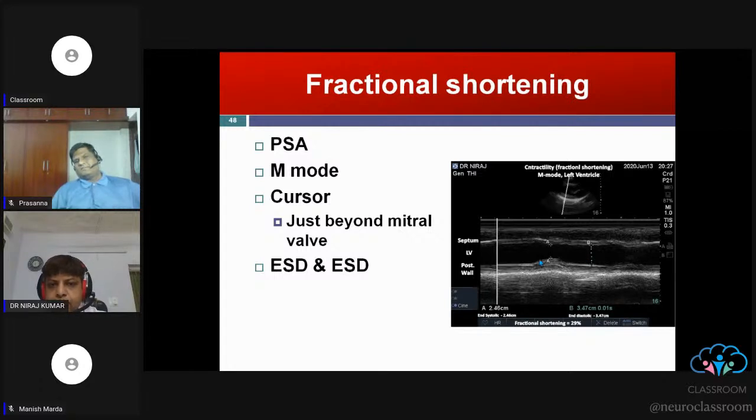So the fractional shortening means end diastolic diameter minus end systolic diameter divided by end diastolic diameter. In this image, you can see that the end diastolic diameter is 3.47 and the end systolic diameter is 2.46. By calculating this formula, you can see the fractional shortening is about 29%. So this is the method you can estimate the contractility of the patient. Normally, it should be above 30 to 40%.